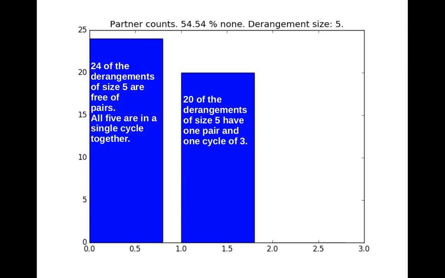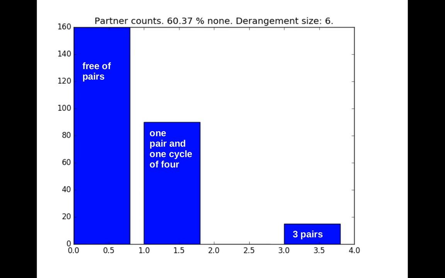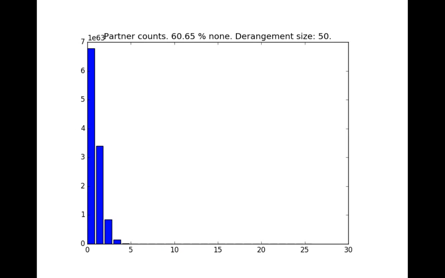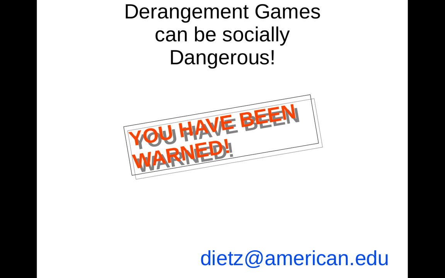I'm going to consider a derangement to be safe if there are no cycles of size 2 in the derangement. So if you have a derangement of size 5, 54% are safe. A derangement of size 6 is 60% safe, and it levels off at about 60%. So 60% of derangements of any appreciable size are going to be free of cycles of size 2. In conclusion, derangement games can be socially dangerous. You have been warned. Thank you.